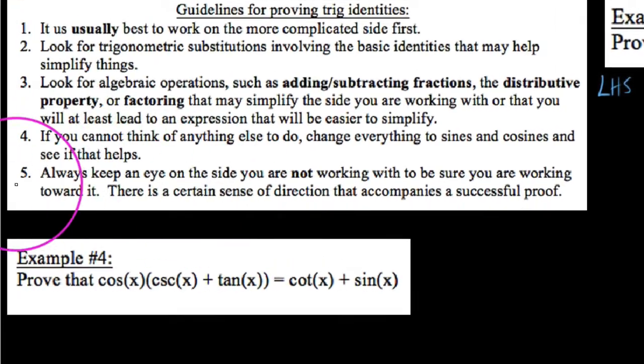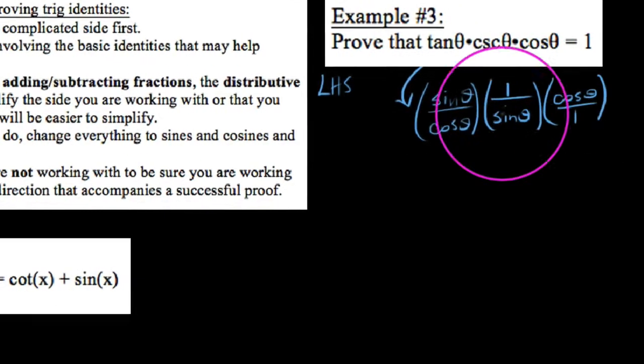Number 3 says look for algebraic operations such as adding or subtracting fractions, where you'd have to have a common denominator, using the distributive property, which we don't need until we get to example number 4, or factoring. Sometimes factoring helps us simplify a side that we're working with, or at least leads to an expression that'll be easier to simplify.